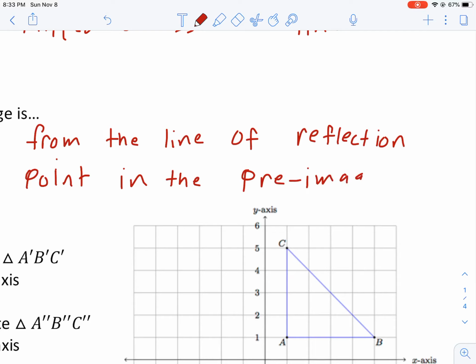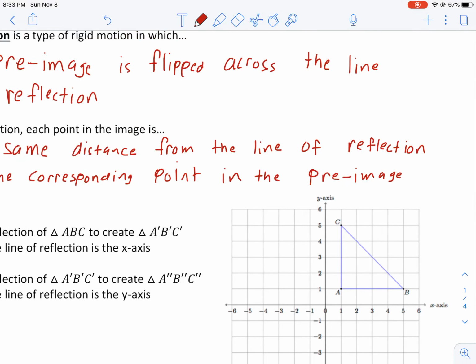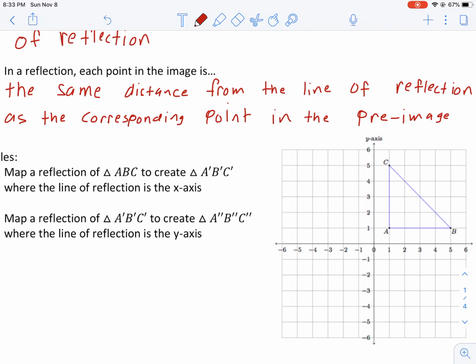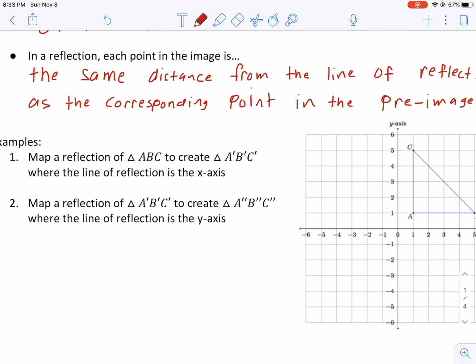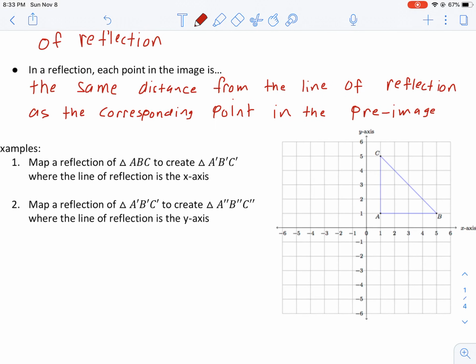So we'll do some examples, and I think it'll make a little bit more sense. Reflections really aren't that bad for most lines of reflection. Now, obviously, it could get complicated depending on what type of line of reflection we pick, but if it's just a normal horizontal or vertical line, then you can actually just count. So I'm going to show you an example here. We're going to do one on the x-axis and one on the y-axis.